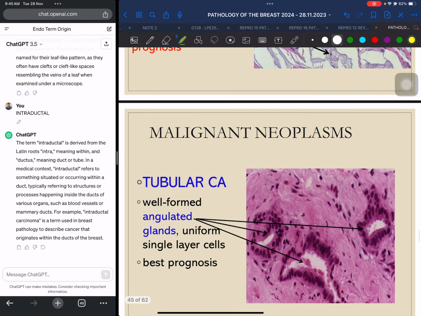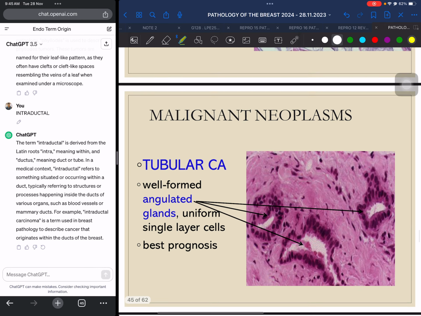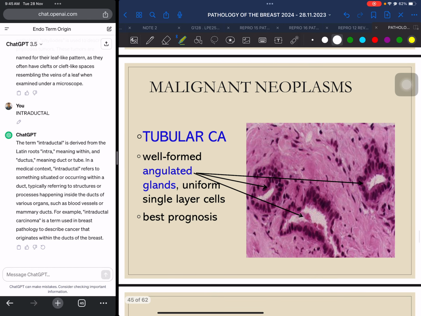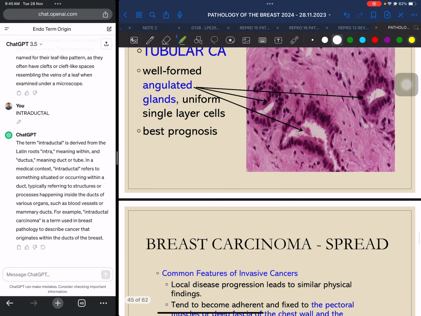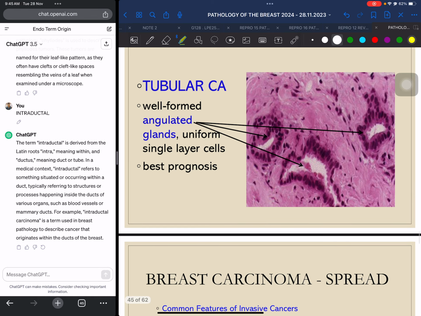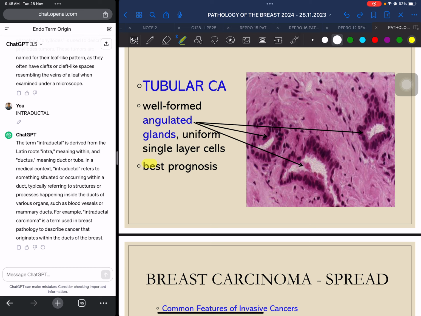And then we have the tubular carcinoma. They are characterized by well-formed angulated glands. So you can see the glands are a bit angulated, but they are lined by just a single layer of cells. This type of cancer has the best prognosis.